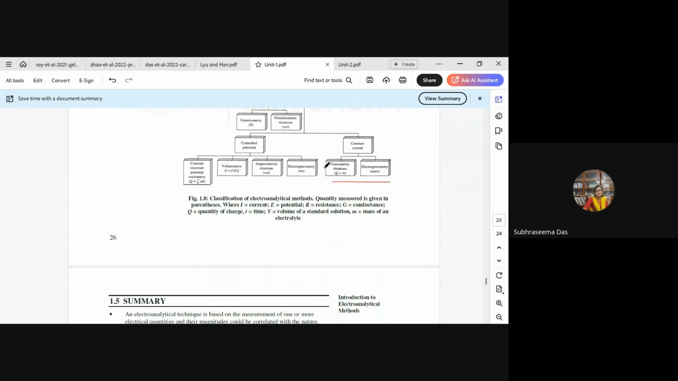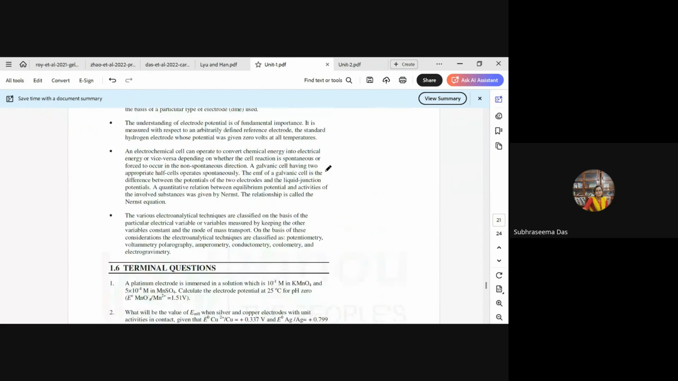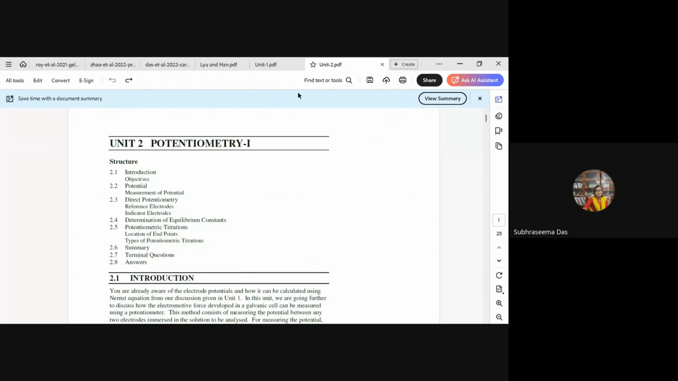So with this, we finished the first unit on introduction and the understanding of some of the basic concepts of electroanalytical chemistry. Now we will start with the details of each of the electroanalytical techniques that we have come across. So first is potentiometry.